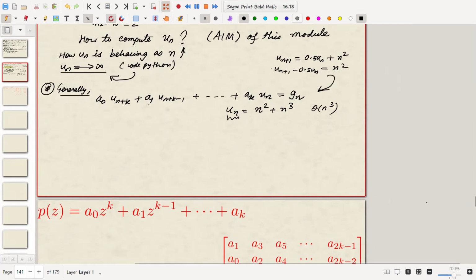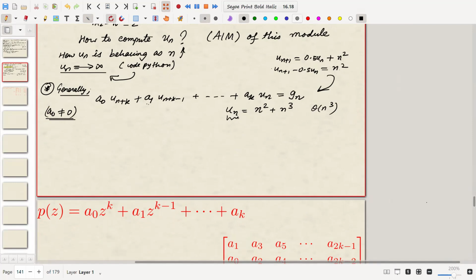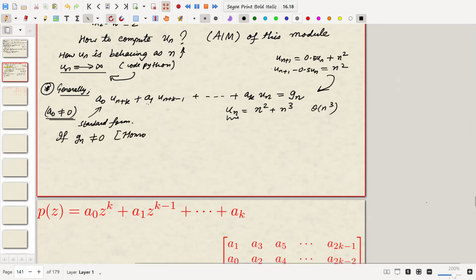And a naught is usually not equal to 0. A naught is not equal to 0. Fine. So this is the standard form of a linear difference equation. Okay. Now if gn is not equal to 0, it is non-homogeneous.